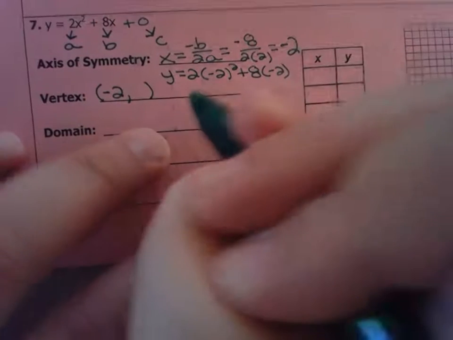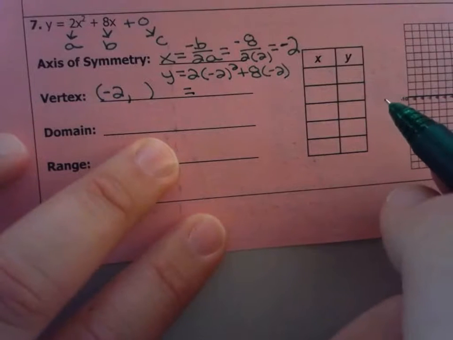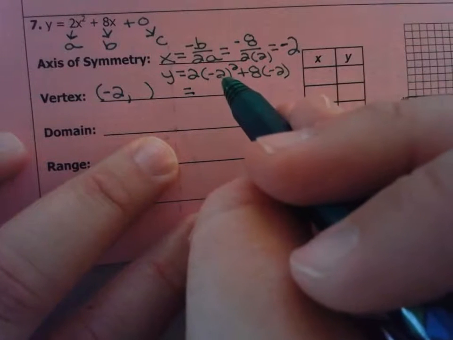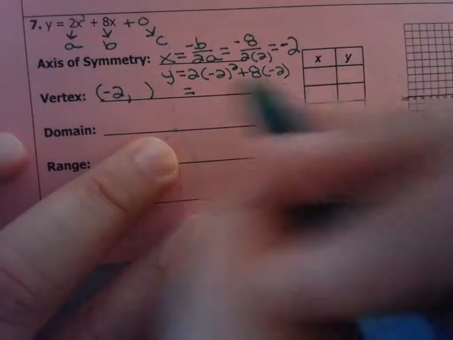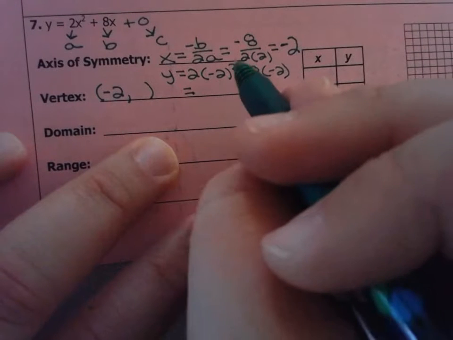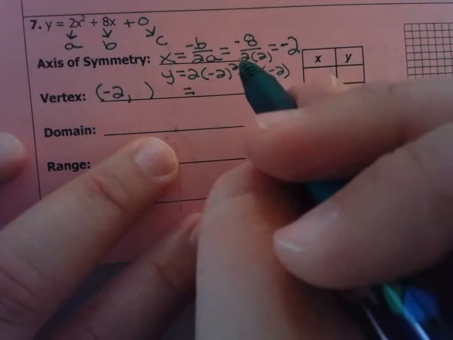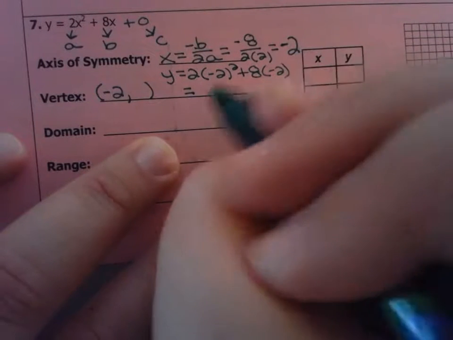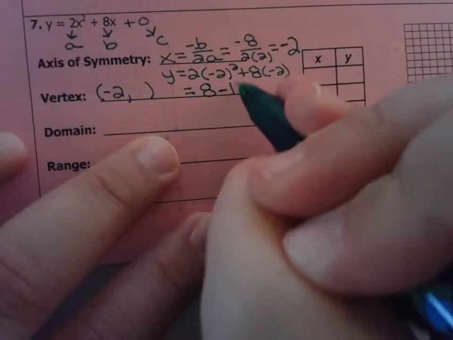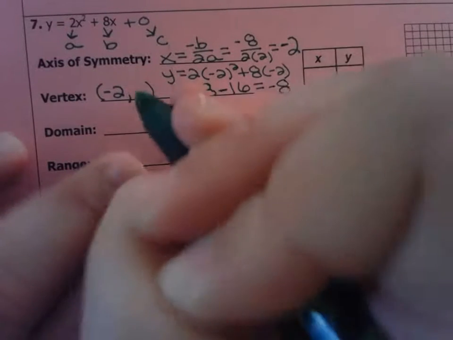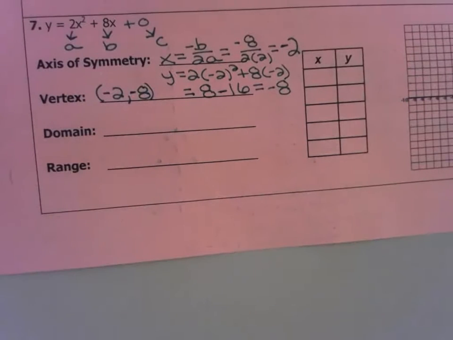Can you slow down for a second? I didn't get that whole step. So once I know x is negative 2, you plug it in to find y. Negative 2 squared is 4, times 2 is positive 8. Then 8 times negative 2. And then 8 minus 16 is negative 8. Right at the top, the original one: 2x squared plus 8x. Any other questions?